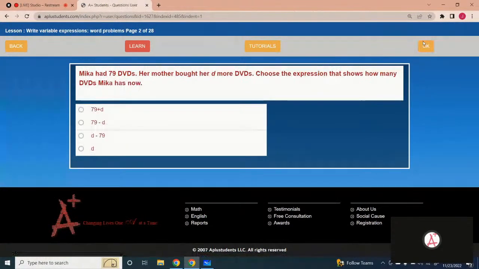Okay, Mika had 79 DVDs. Her mother bought her D more DVDs. Choose the expression that shows how many DVDs Mika has now. So which option is the correct one? Which option is the correct one?